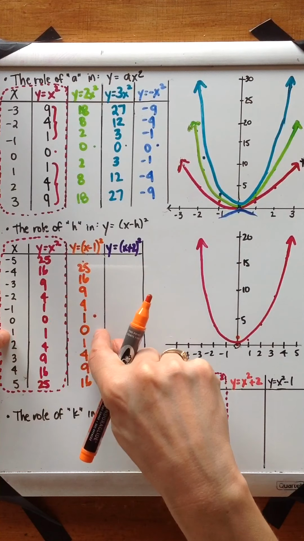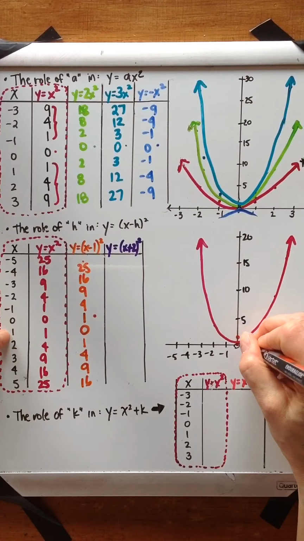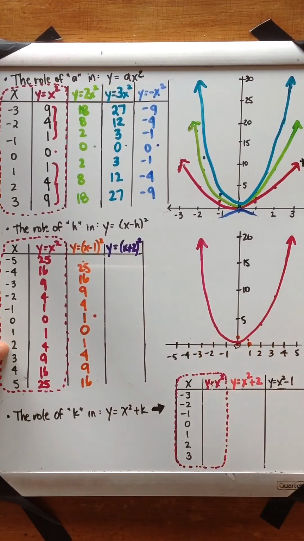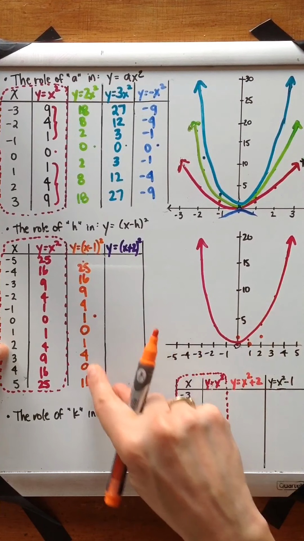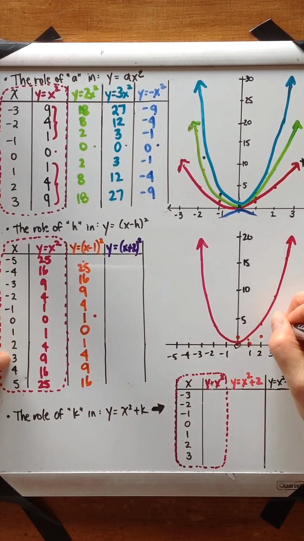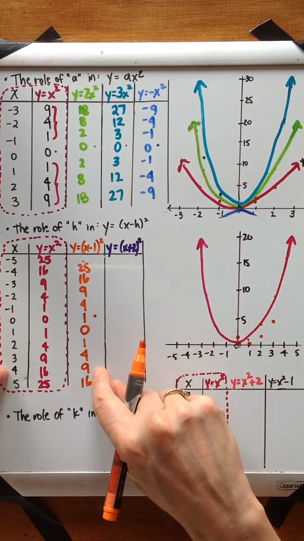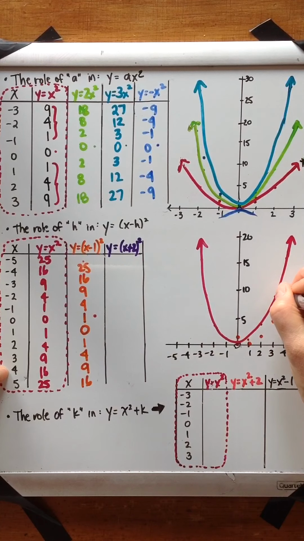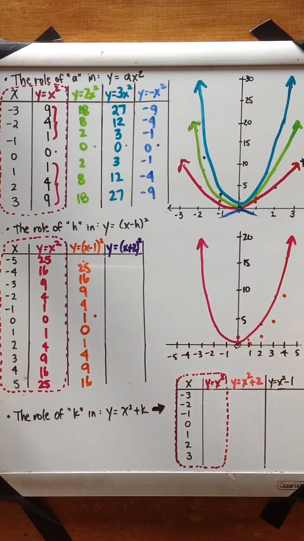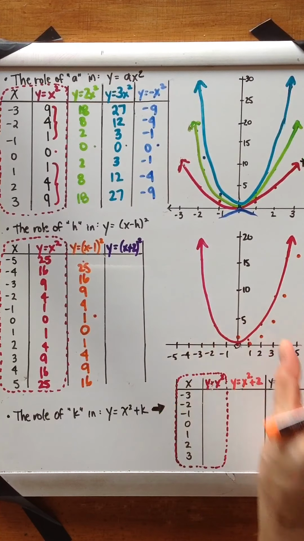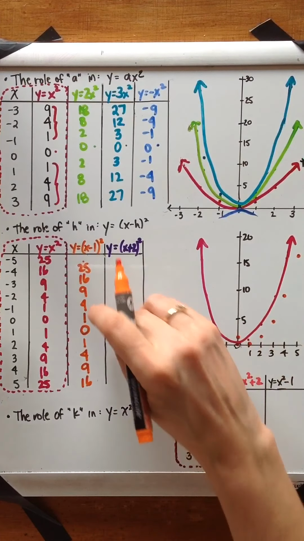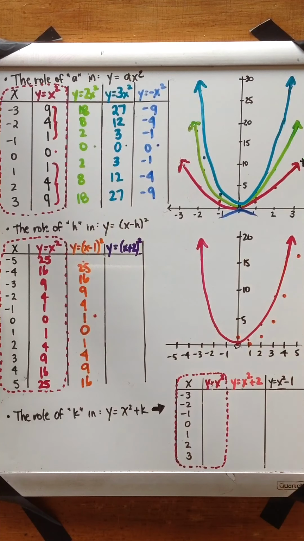So if I go over 1, I'm going up none. And then I'm going to go over 2, up 1. Over 3, up 4. Over 4, up 9. Over 5, up 16. So far, what do you notice has happened to this parabola? It would appear that maybe it's been shifted to the right. Let's confirm by adding in these points too.